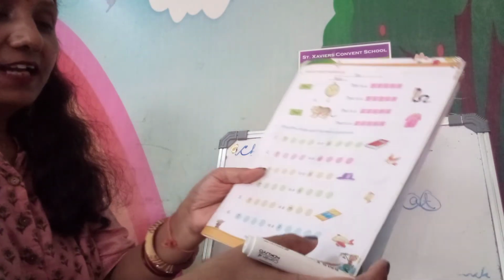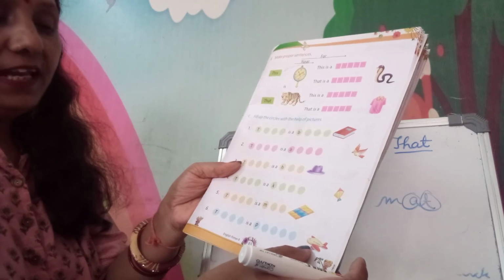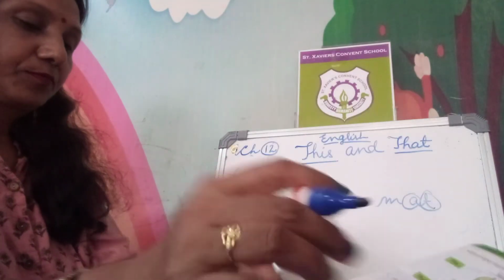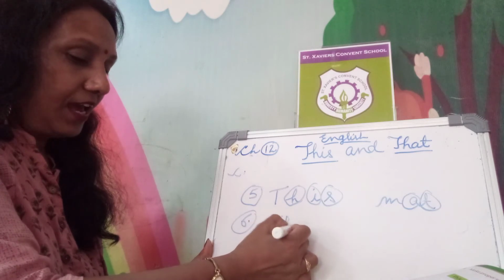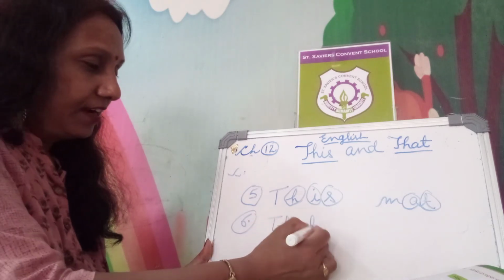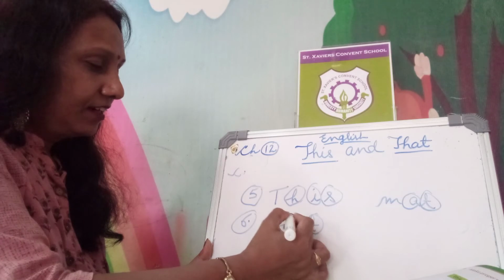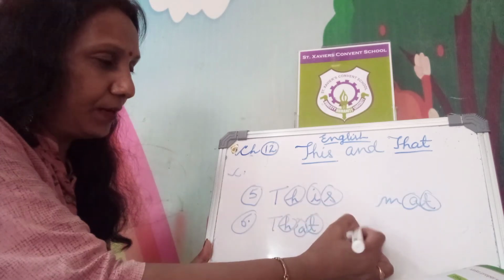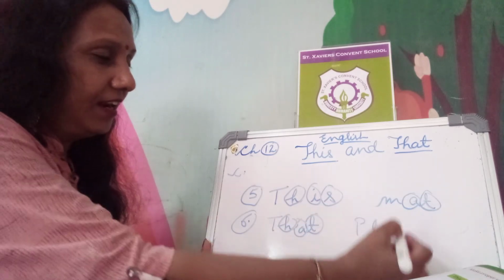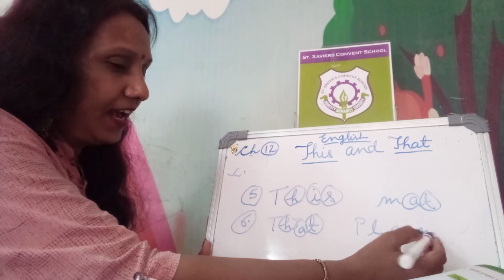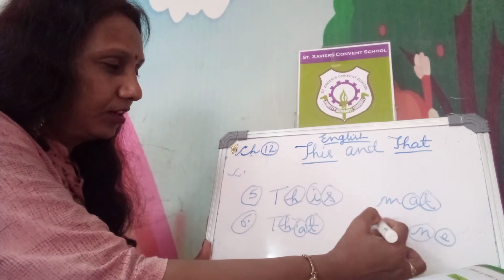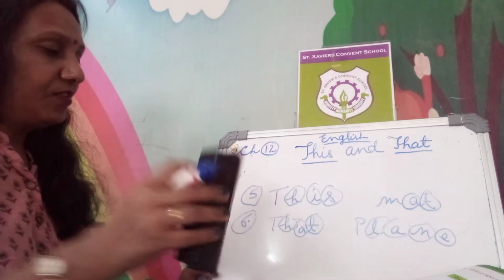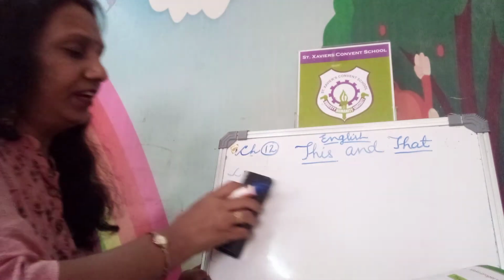Point 6, you see, what? That is a plane. T-H-A-T. Spelling of that? T-H-A-T. That is a plane. P is there. L-A-N-E. Got it? So this way all your spellings are filled.